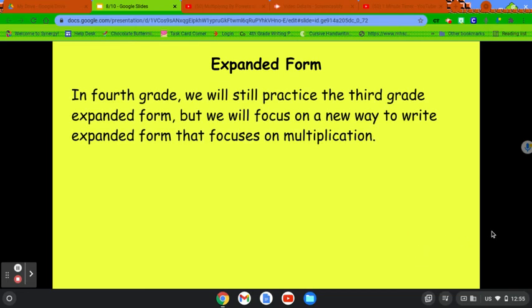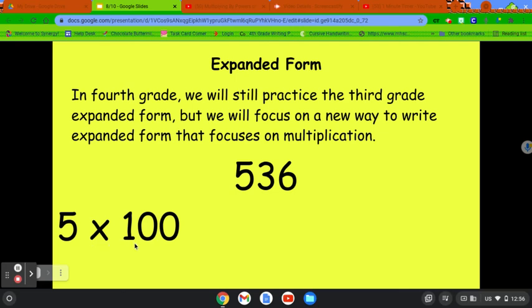In fourth grade, we still practice the third grade expanded form some, but we mostly focus on a new way to write expanded form that focuses on multiplication. Let's take that same 536. This time we're going to use some multiplication sentences and add those together. 5 is in the hundreds place, that's 5 groups of 100. We reviewed yesterday that you write 5 groups of 100 using the multiplication sign.